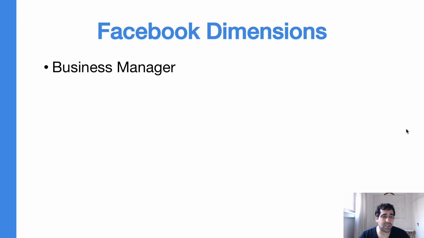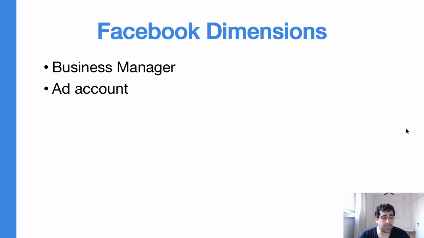The first dimension, the bigger one, is going to be the business manager. In the future, when you are a huge advertiser, you may have more than one business manager for your business, right? Or you might have one per business, right? So that's one dimension. Then you're going to have another dimension that is the ad account. Facebook allows you to have more than one ad account per business manager.